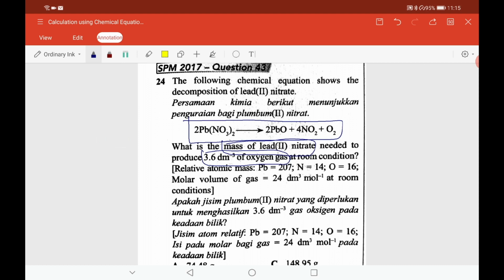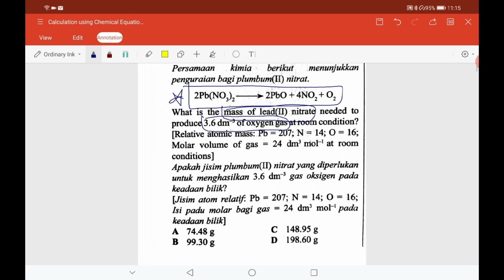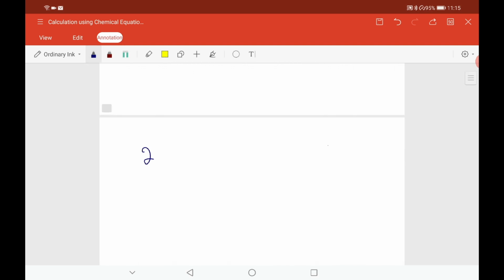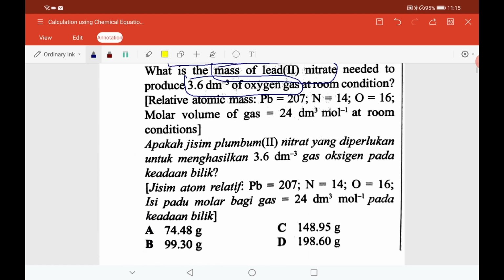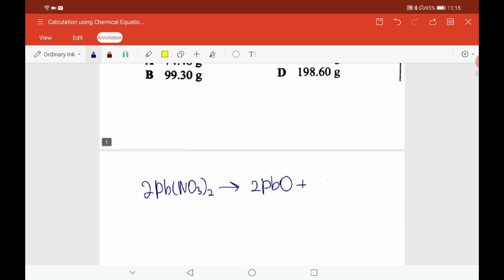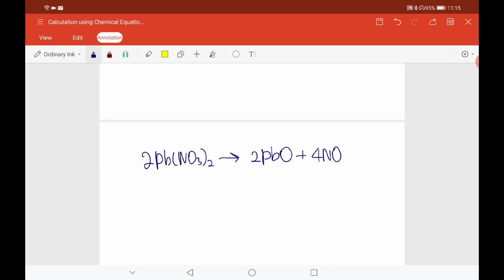For this question, the balanced chemical equation is provided. So they already give us the chemical equation, so we can just copy it. 2PbNO3 becomes 2PbO, then you have 4NO2 and also O2. This question they already provide us the balanced chemical equation.